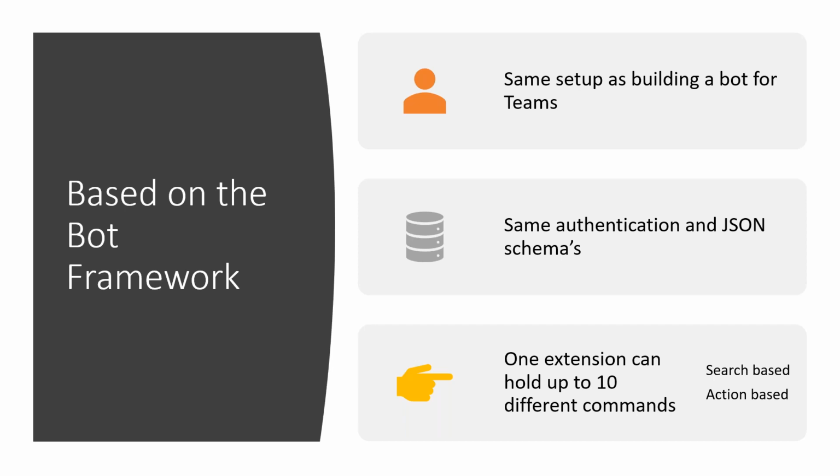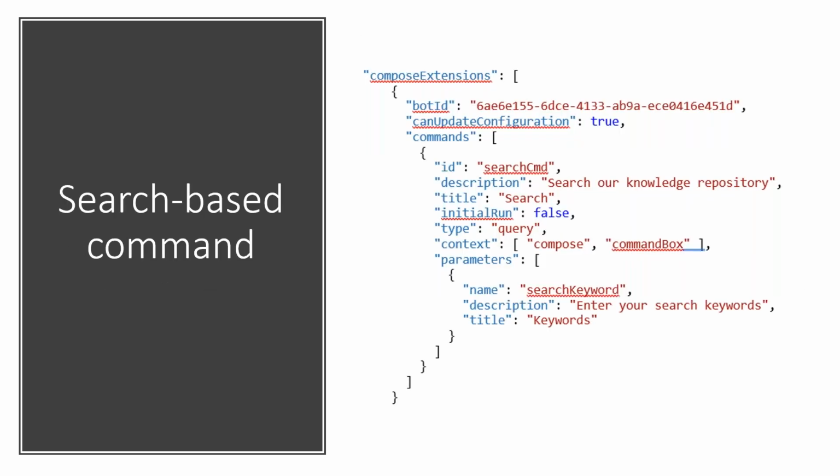Now, one extension can hold up to 10 different commands, meaning we can have one extension that does 10 different things. Extensions can be either search-based or action-based. Let's take a little bit deeper look at that. This is a screenshot of what we have to do in the manifest file. If we start building something, we have to tell Teams what we are building, because Teams needs to know.